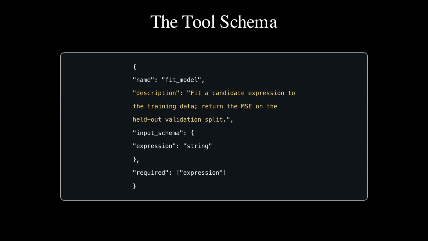Look at where the weight sits. The name and the schema are a few tokens each. The description is where you tell the model when the tool applies, what the expression must look like, and what comes back. Spend your effort there. A precise description is the difference between a tool the model calls reliably and one it calls inconsistently or not at all. Several principles guide a useful tool set.